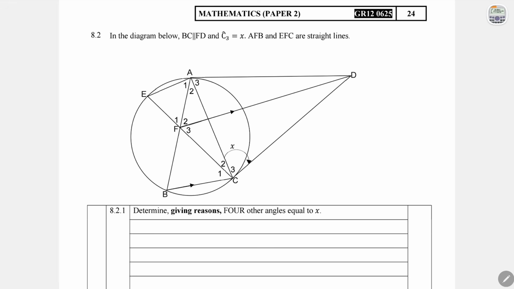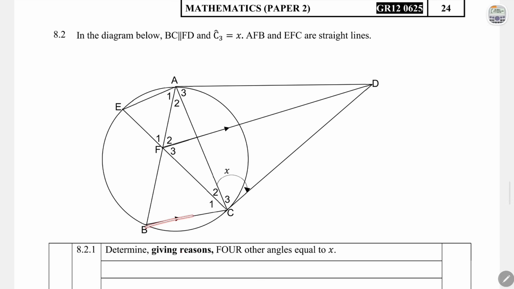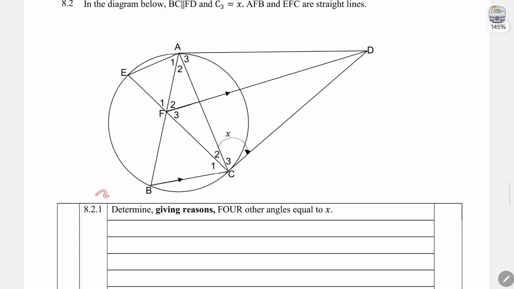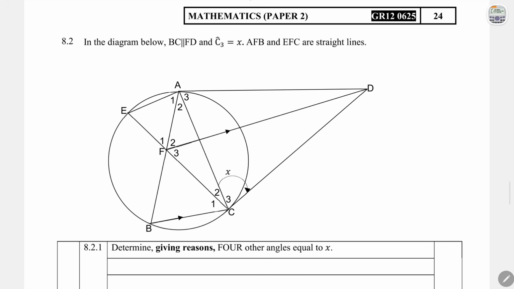Question 8.2 says, in the diagram below, we have BC being parallel to FD, and angle C3 is equal to X. Okay, and then they tell us that AFB and EFC are straight lines, and we need to determine, giving reasons, 4 other angles equal to X. Okay, so X is over here, and they told us that these two lines were parallel. So we can use our angle relationships for parallel lines and see if we can find any that relate to X.